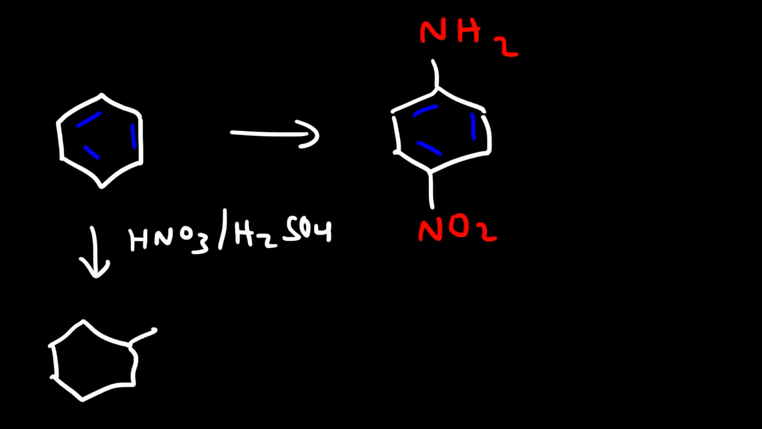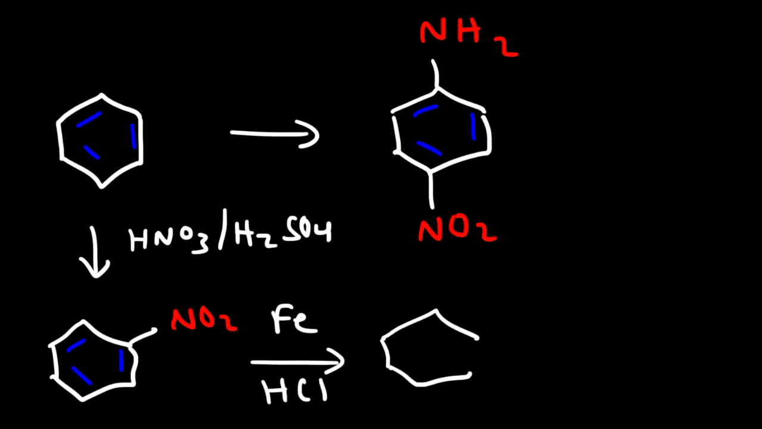I'm going to put it here. So this is the NO2 group. Now once we have nitrobenzene, the next step is to reduce it with a metal and an acid. So the NO2 group will be converted to NH2. Now what's our next step? Should we react this with another nitric acid? So by the way, this is the first step and this is the second step.